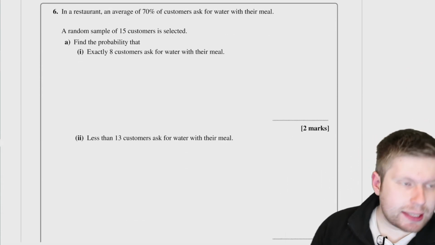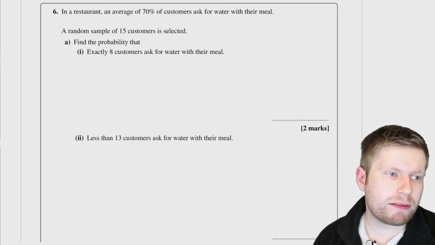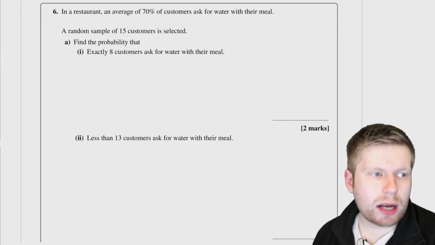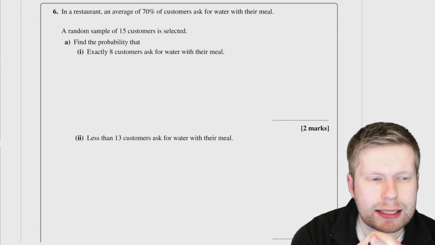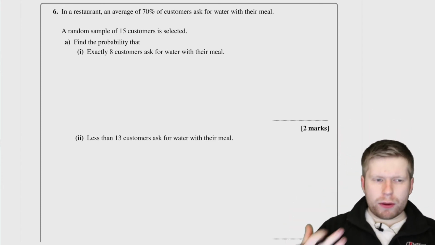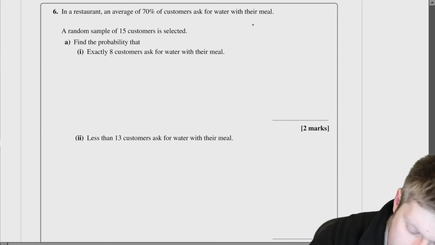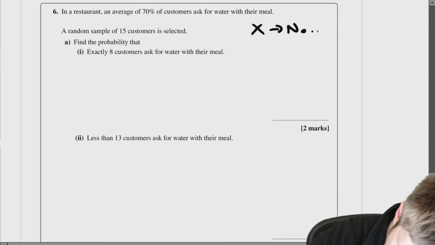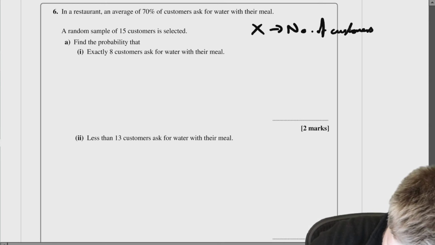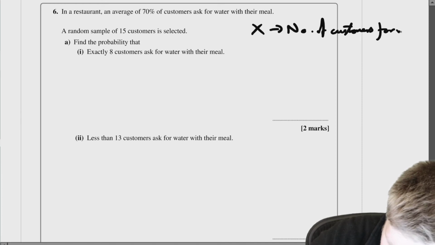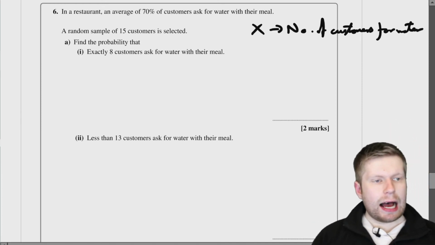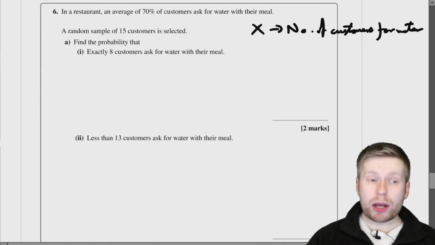So question 6 says that in a restaurant, an average of 70% of customers asked for water with their meal. A random sample of 15 customers is selected. Now I want to try and derive a probability distribution here, okay? So I'm going to say that x is equal to the number of customers who asked for water. And I think this sounds very much like a binomial distribution.